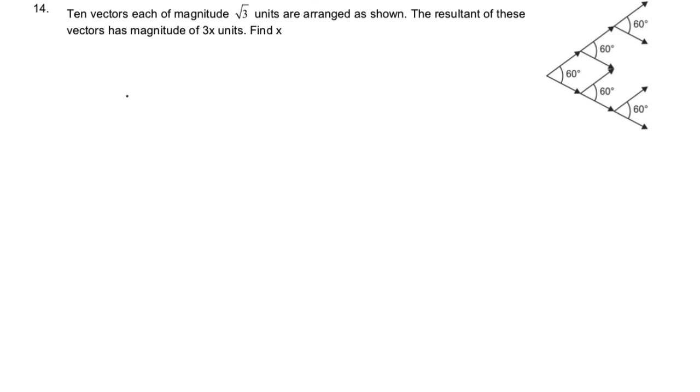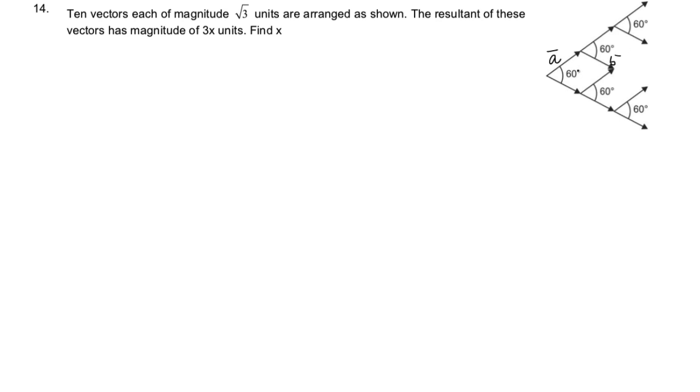So this question talks about 10 vectors, each of magnitude root 3 units. They are arranged as shown in figure. What is the resultant of these vectors? That we need to find. Now here we are going to use the triangle law of vector addition. So let us assume this vector to be A vector and this vector to be B vector.